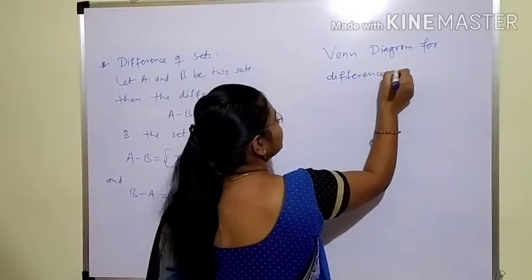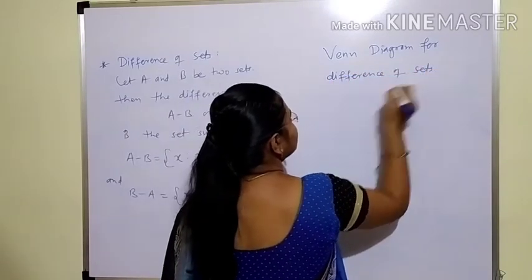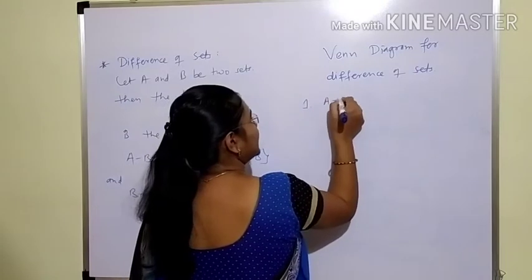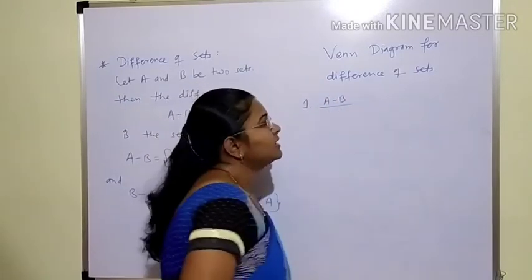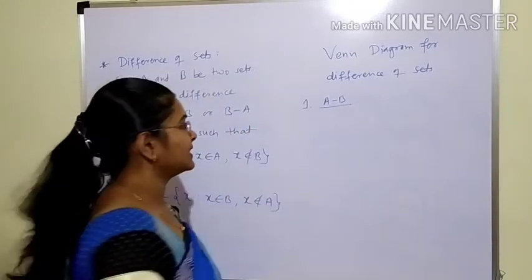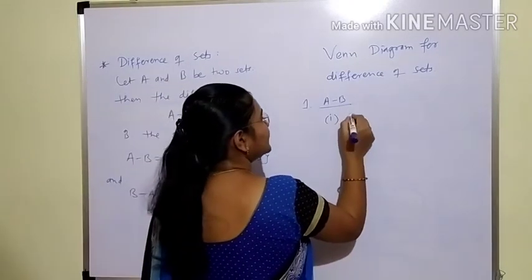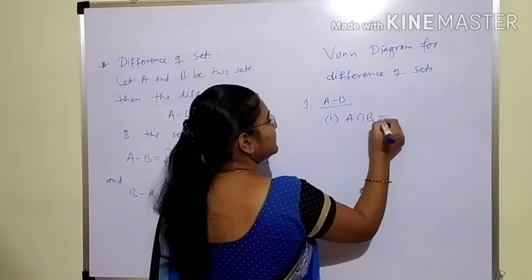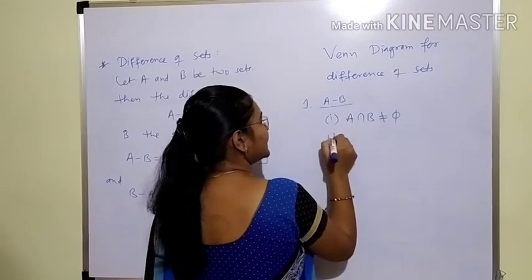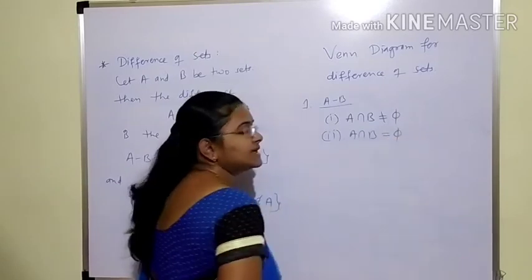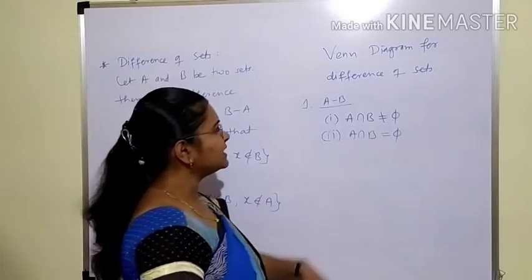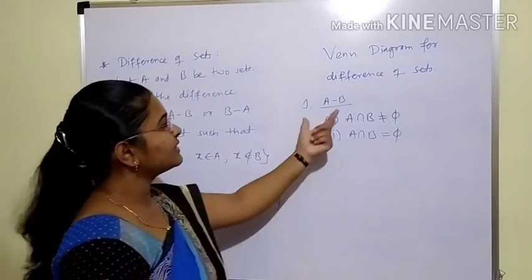Difference of sets. Now first, A minus B. Now students, here two cases will be there. First one, either A intersection B is a non-empty set, and second, A intersection B is an empty set. We should consider both the cases, then and only then you will get what the difference is.